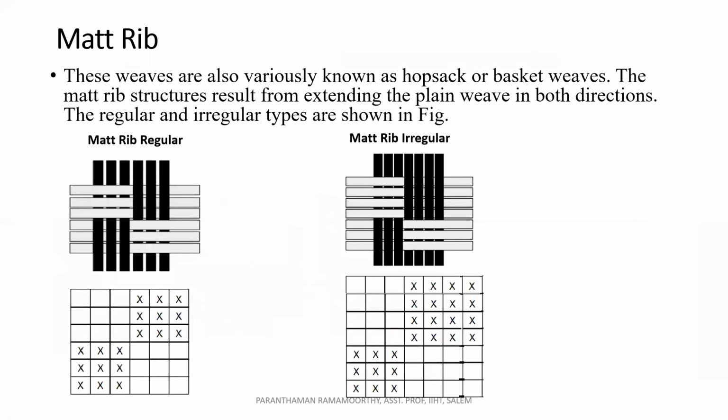Next is mat rib. These weaves are also variously known as half sack or basket weaves. The mat rib structures result from extending the plain weave in both the directions. The regular and irregular types are shown in the figure. See here, the regular mat rib and the irregular mat rib. Here 3x3 arrangement is followed here. Here 3x4 is followed here.